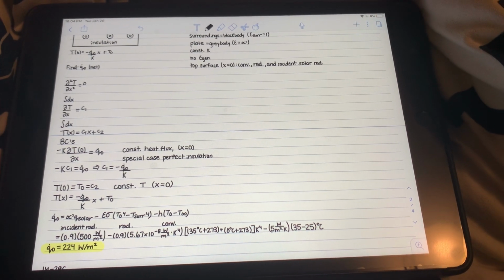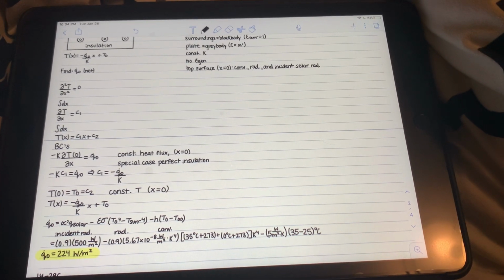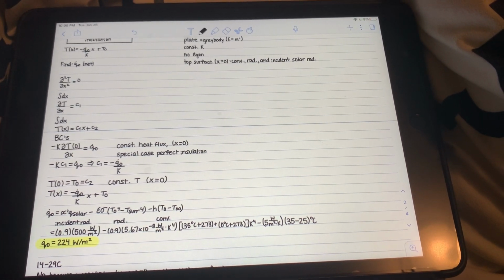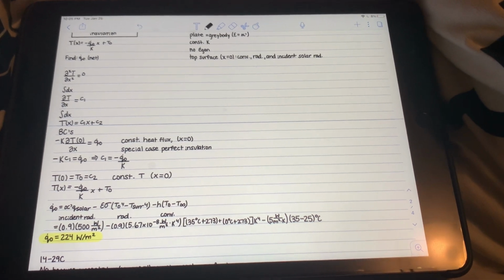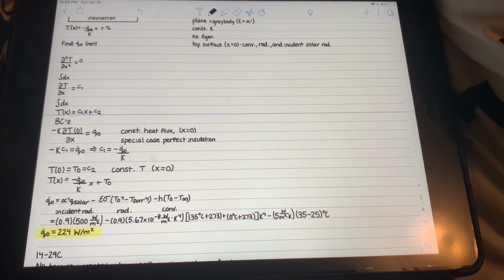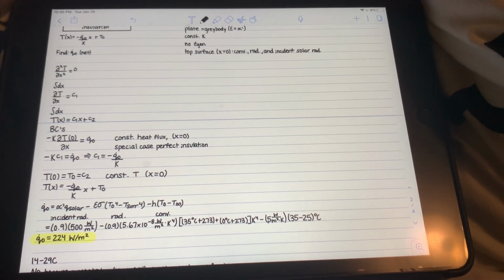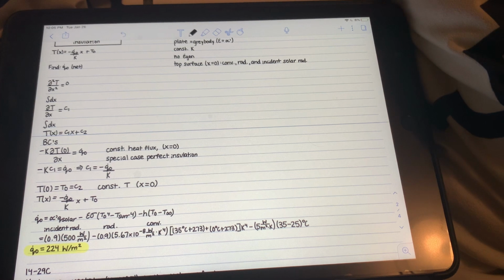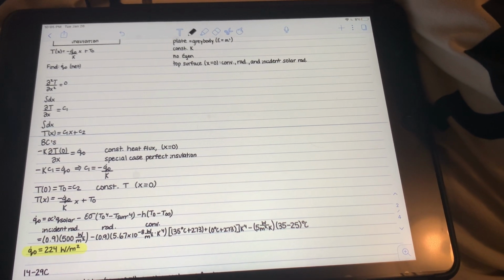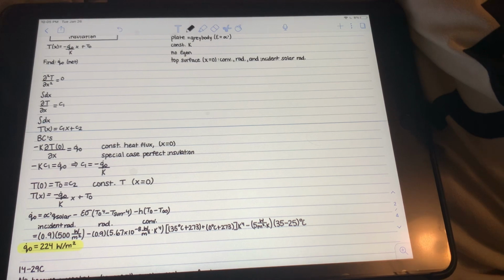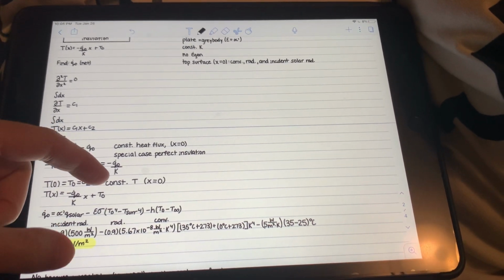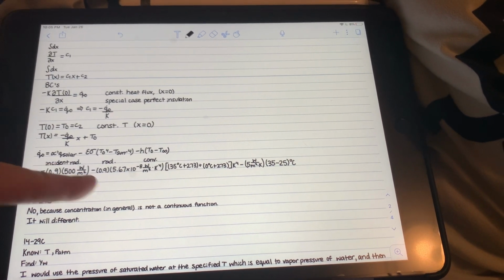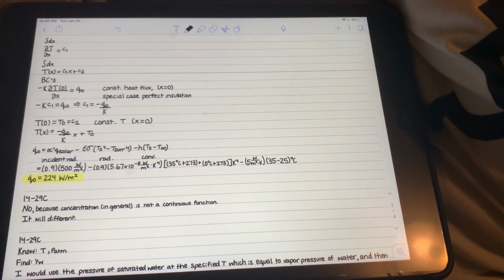So we started with the second derivative and then integrated down to get a linear expression, and then you apply the boundary conditions, which is a constant heat flux because it's perfect insulation, and then you're able to solve for C1 with that, and then you also have a constant T boundary condition, which gets you C2, and then you plug into this equation that's for the net, so incident radiation, normal radiation, and convection.